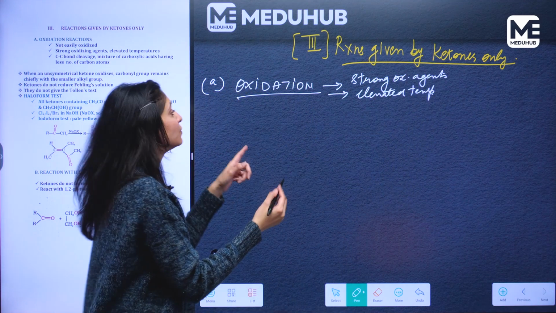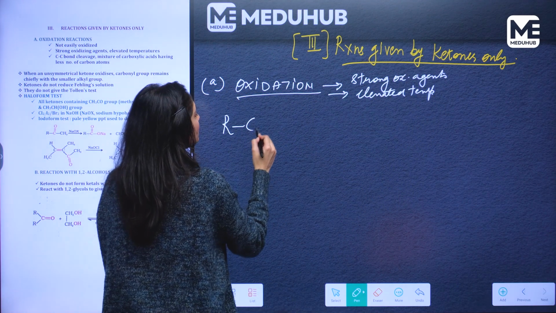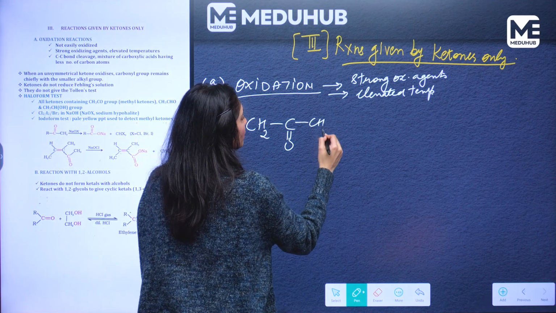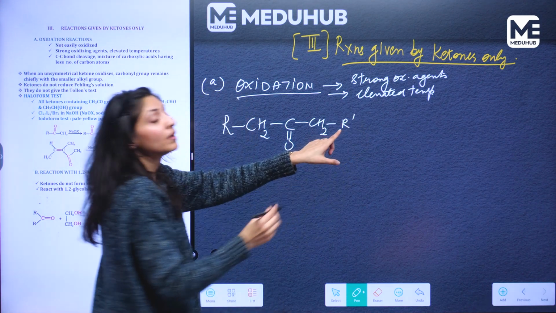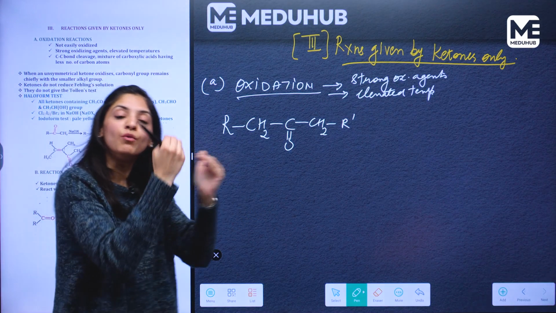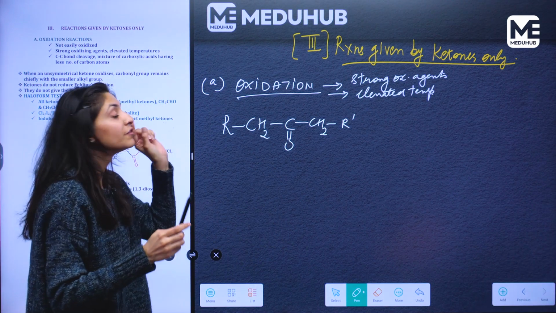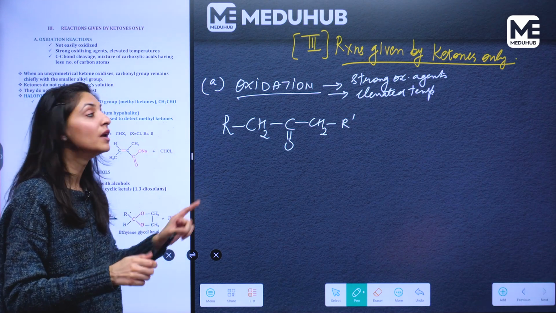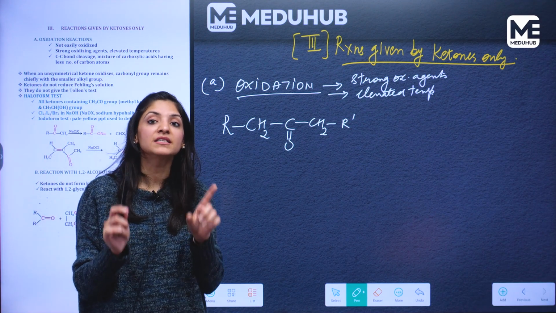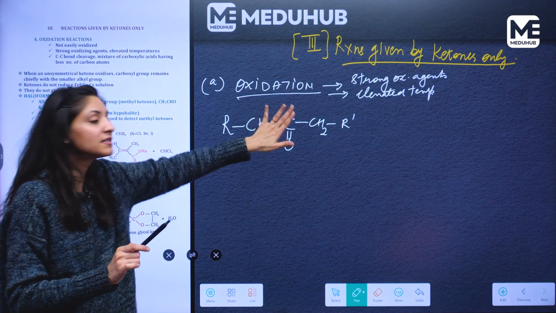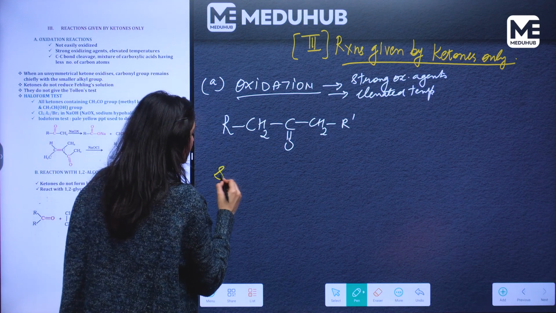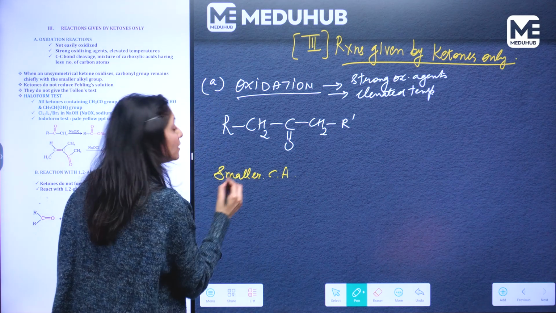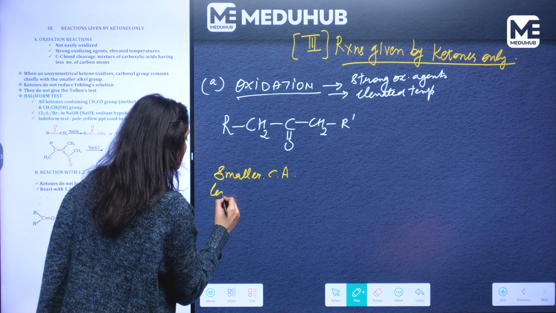When such conditions are used, if we have this ketone, this will break down into smaller carboxylic acids. So the difference between aldehydes and ketones is when you forcefully oxidize a ketone, it will not give a carboxylic acid containing the same number of carbons as the ketone, but we will get smaller carboxylic acids, or carboxylic acids containing a lesser number of carbons.